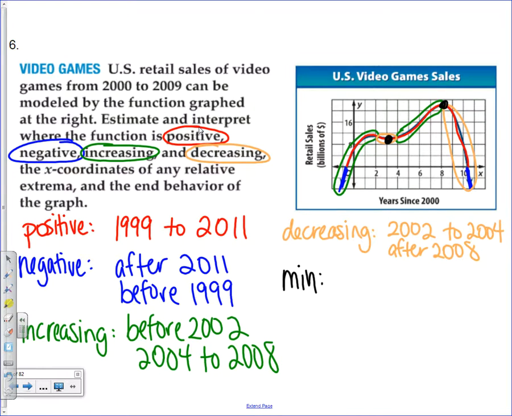What does 3 represent? It's 2003, isn't it? It's not just 3, it's 2003. So then what would you tell me is the x coordinate for my max? 2008.